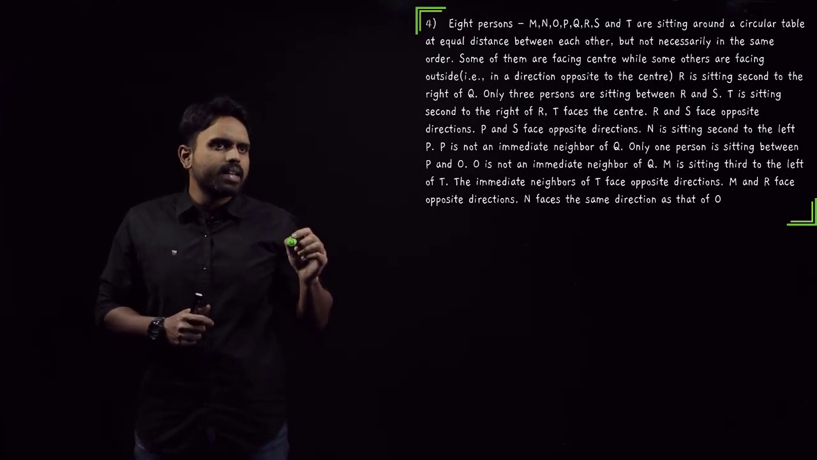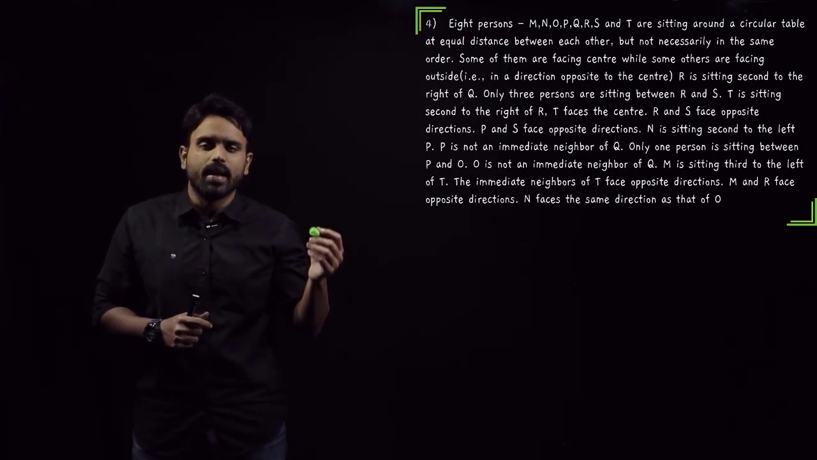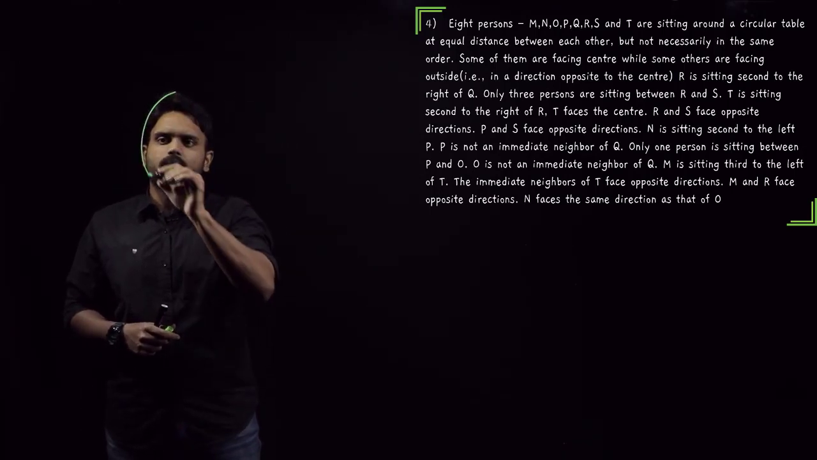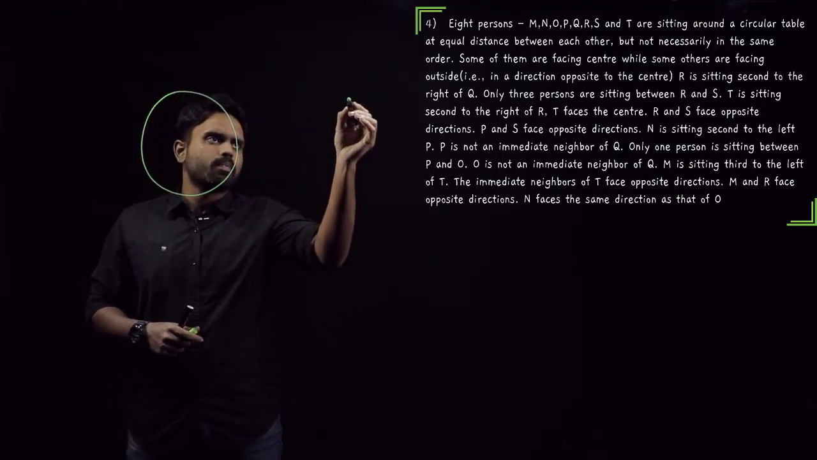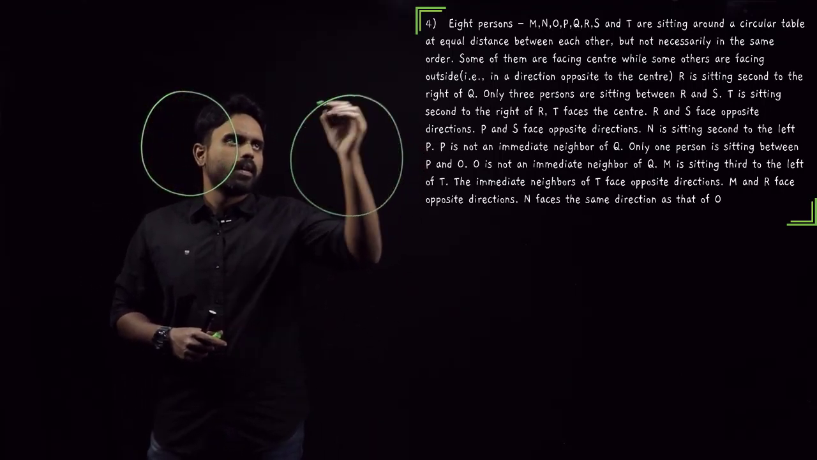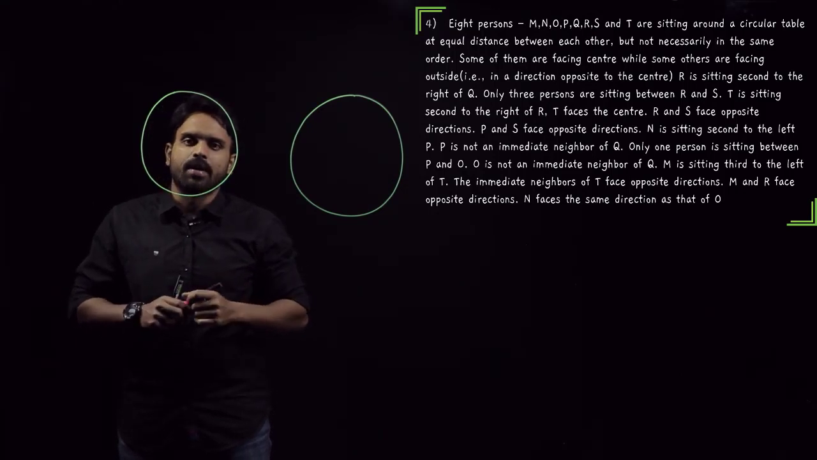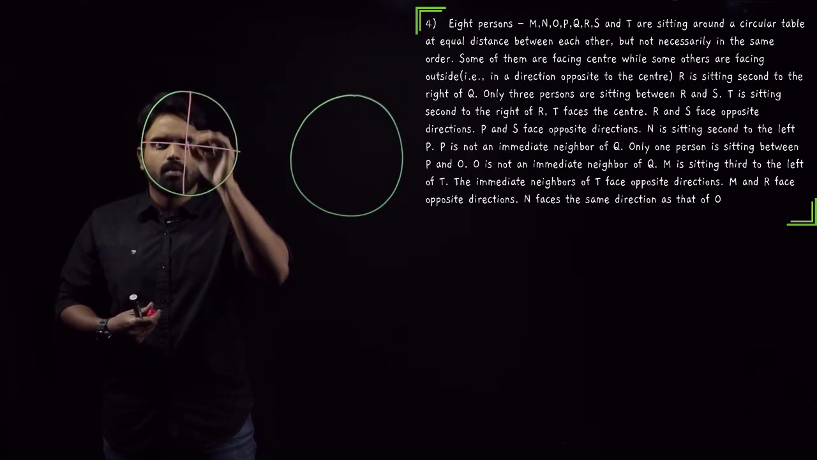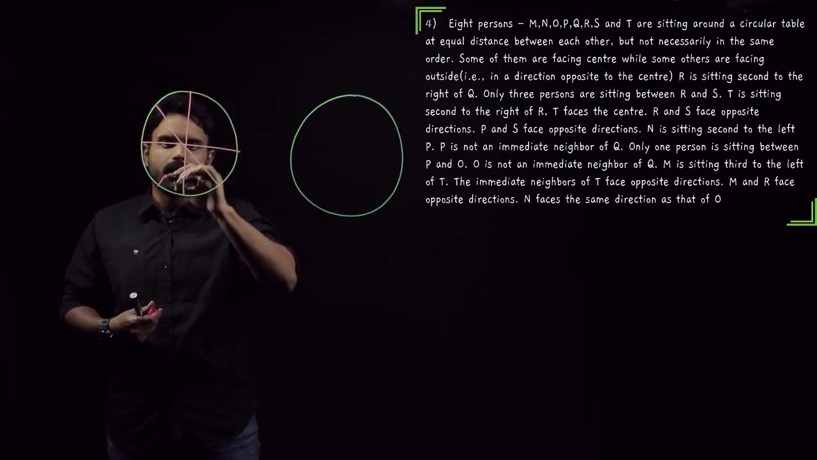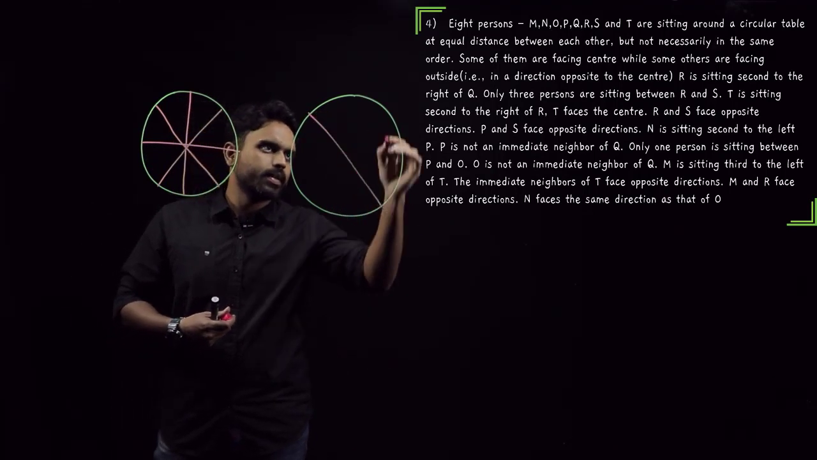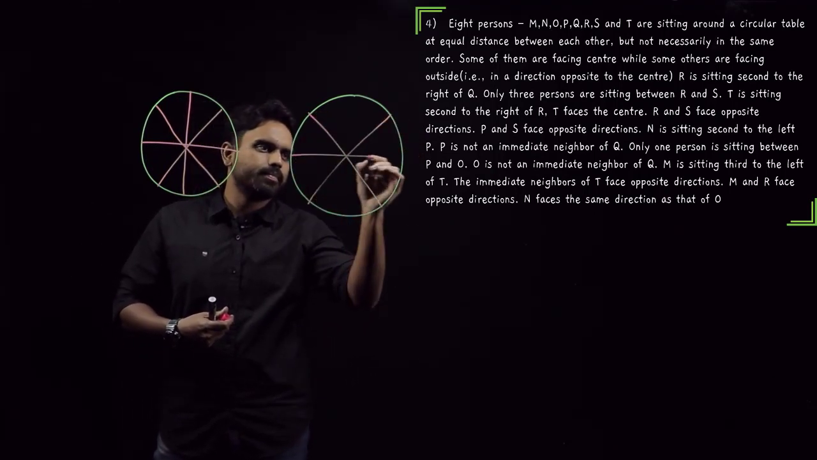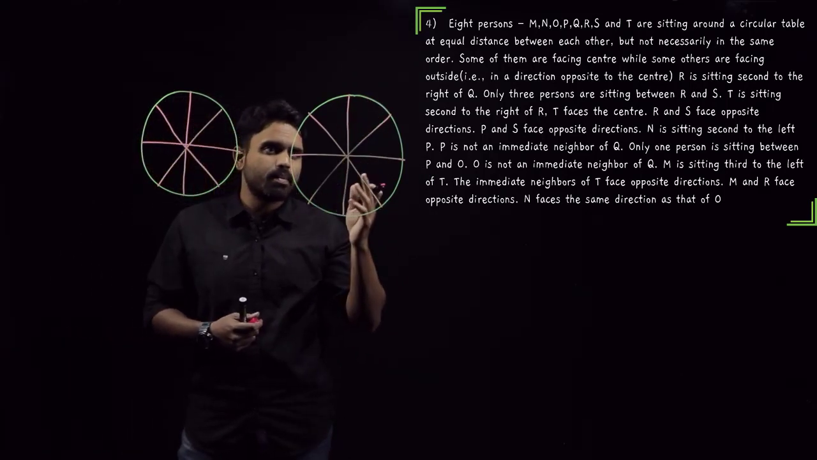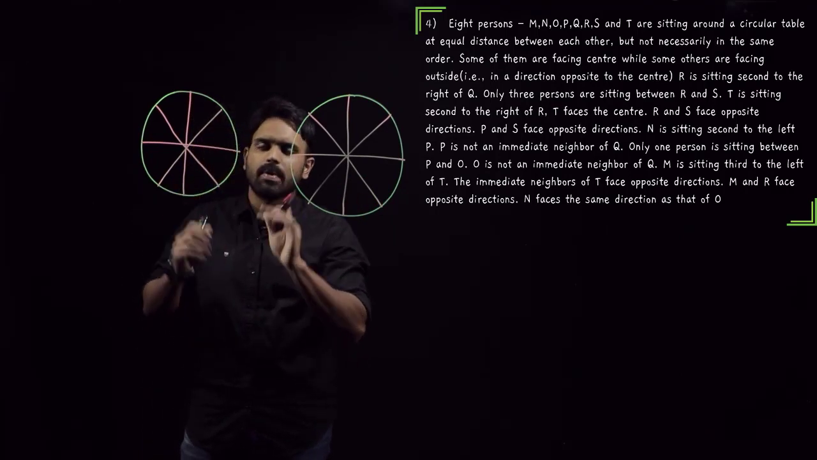Aage badhte hain. R is sitting second to the right of Q. So first things first, I would like to take a circle of mine and make 8 people sit around it. How do I make it possible? 8 people, I have to just draw these lines and these will be my people. Since we do not know the direction in which they are facing, because some people are out and some people are in, we'll keep it the way it is.